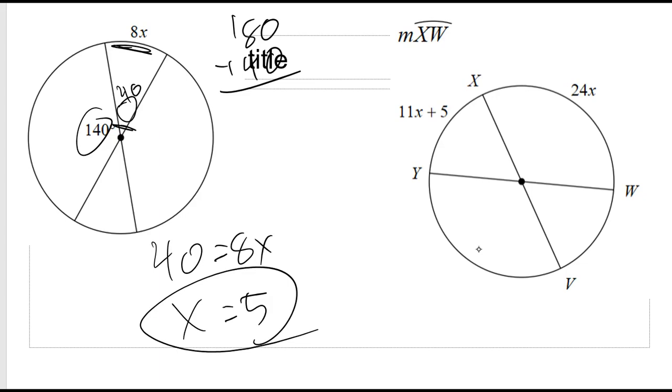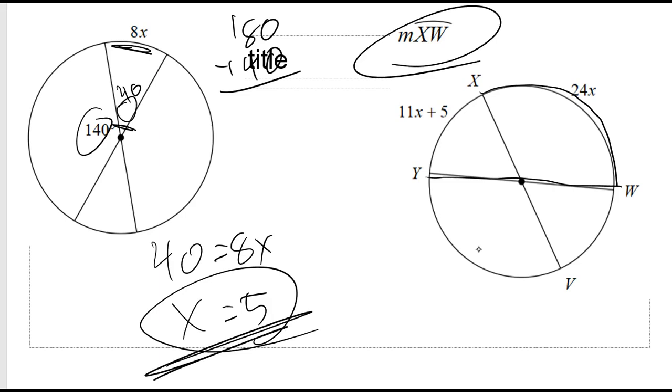Okay, the one on the right. I know that this is a right angle. Well, even before that, it's telling me to find the arc length from W to X. You can see that this is here. So it's not asking you to find what X equals. It's asking you to take X and plug it back in.